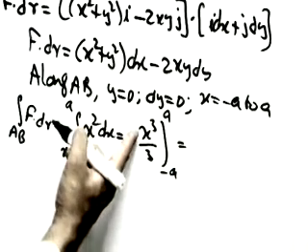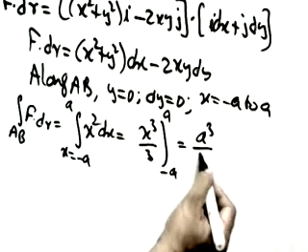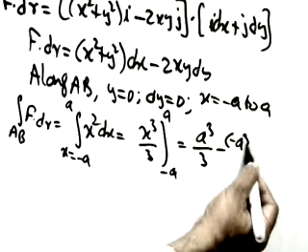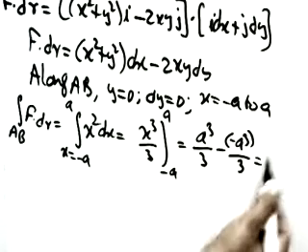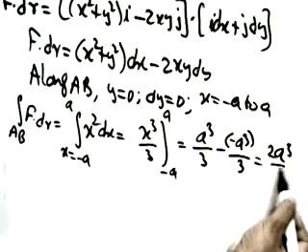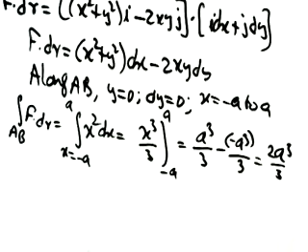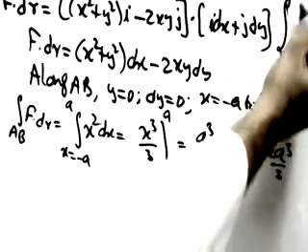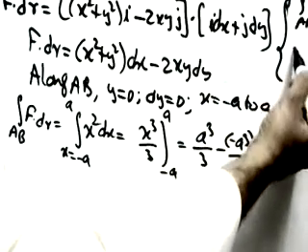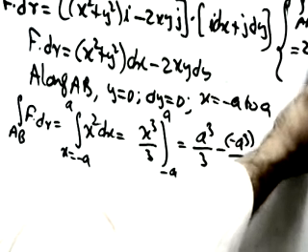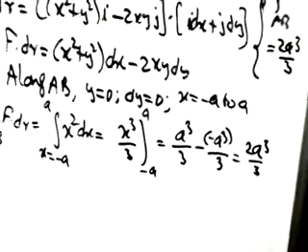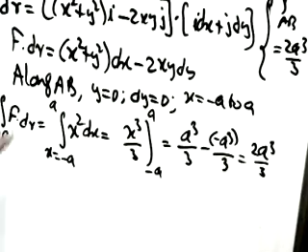Now we write upper limit minus lower limit. Putting the upper limit in place of x gives a cubed by 3, minus the lower limit, minus a cubed by 3. Minus minus becomes plus, so this becomes 2a cubed by 3. Let me note this in the rough, because afterwards we can add all of these. So the integral along AB is 2a cubed by 3, and we have done along AB.